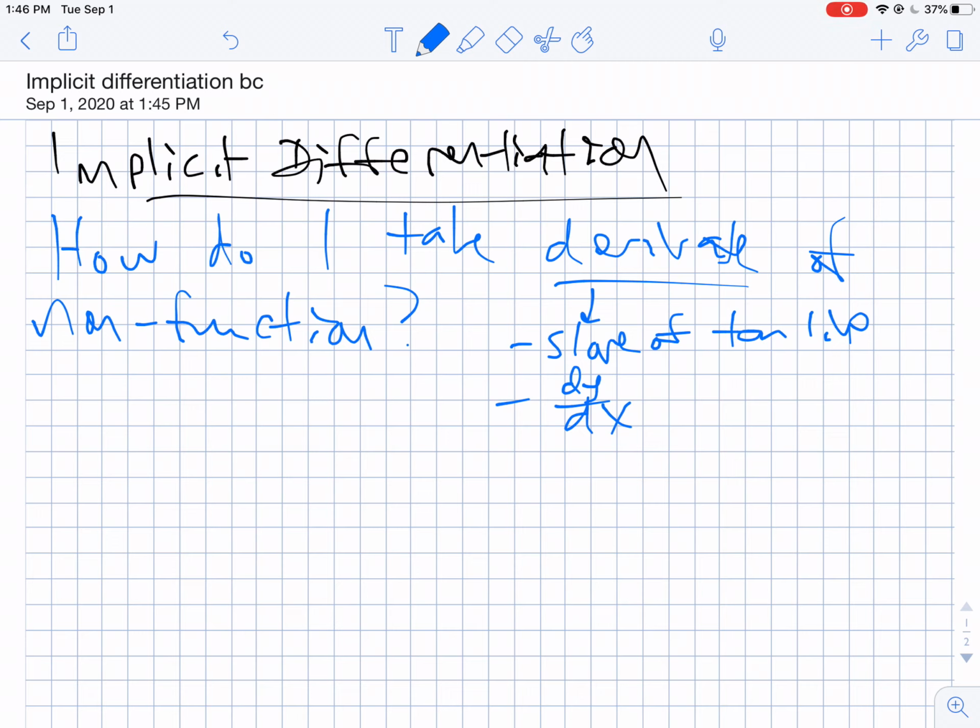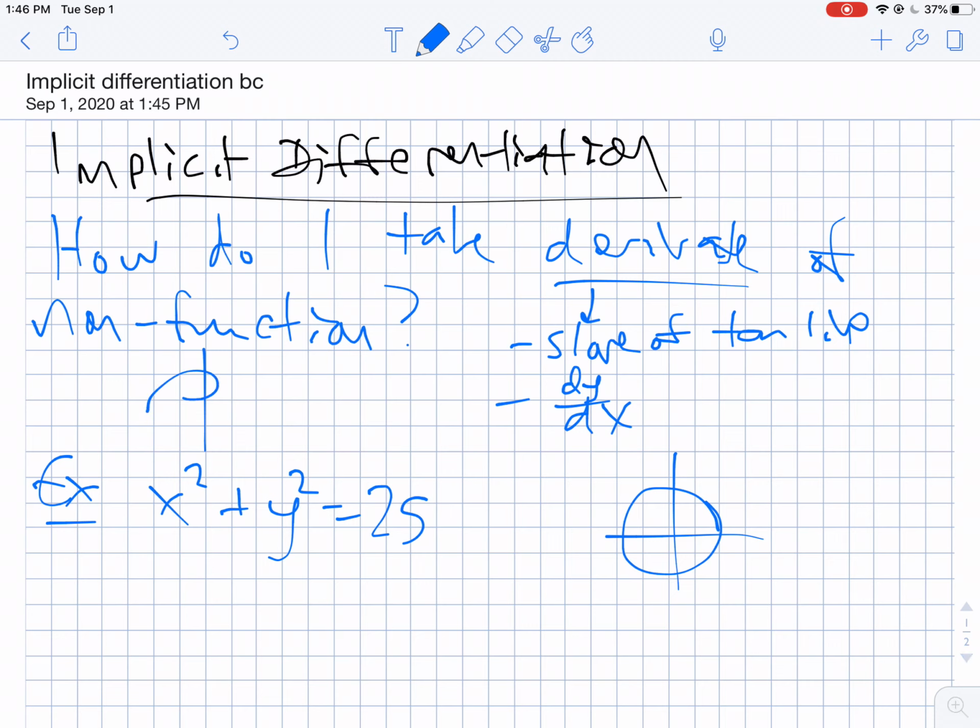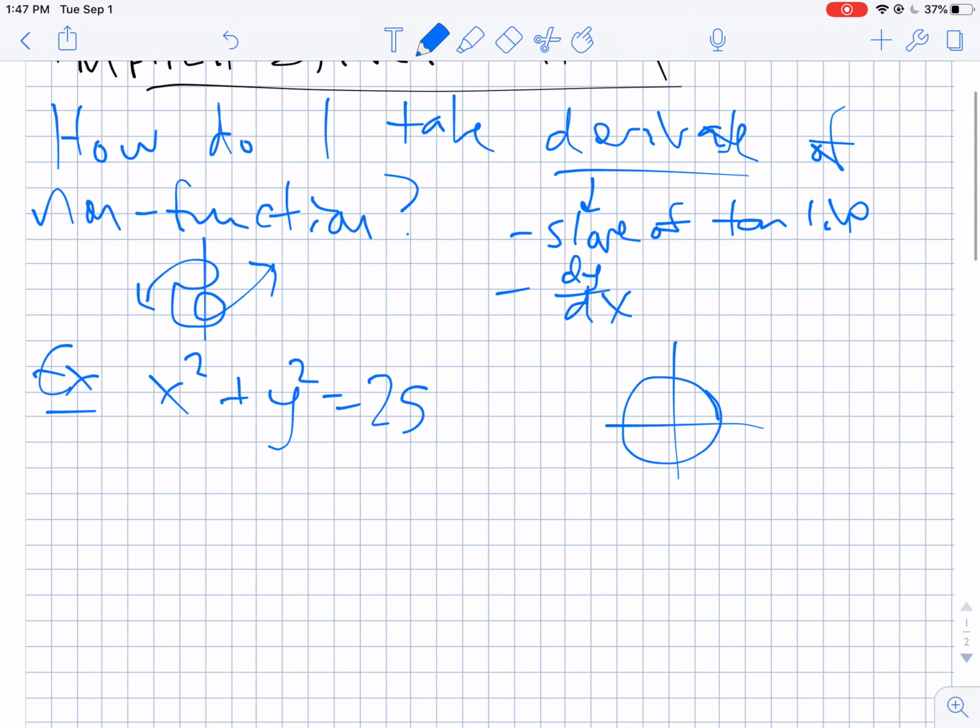So for example, let's start with just a very basic equation, x squared plus y squared equals 25. As you guys probably know, this is the circle with radius 5. So it's not a function, it fails the vertical line test, but we might still want to be able to find an equation for the slope. Okay, so here's what we got: x squared plus y squared equals 25, and our goal is to find an equation for dy dx, and it's going to be in terms of x and y, not just in terms of x like we're used to.